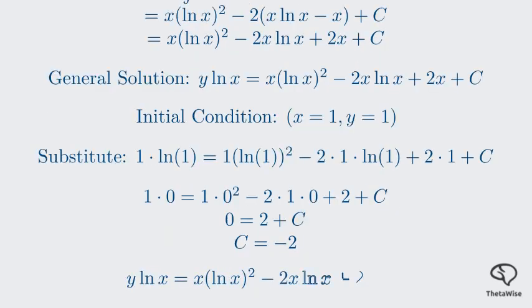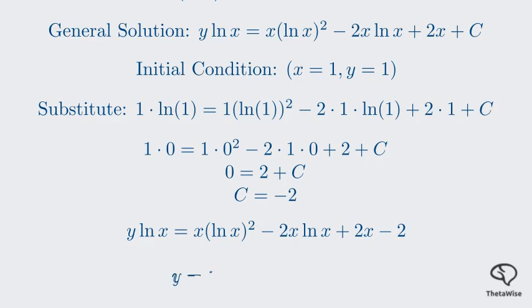Finally, we substitute c back into our general solution and solve for y to get the particular solution. y equals x (ln x) squared minus 2x ln x plus 2x minus 2, all divided by ln x. This looks complex, but we arrived at it by carefully following the method.